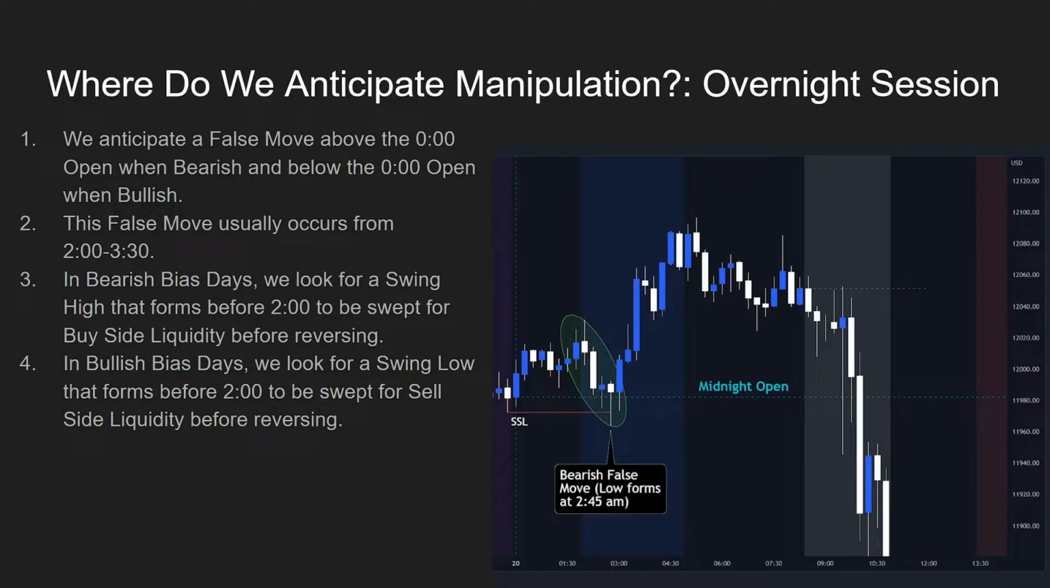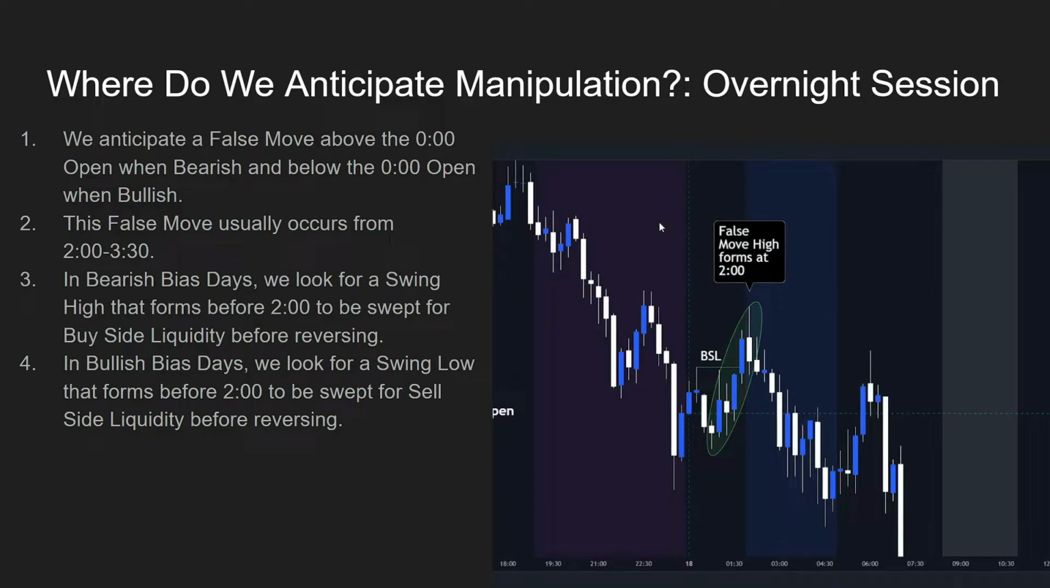So here's an example of a bearish false move, and the low formed at 2:45. We get a run below the midnight open, below a short-term low, and then an expansion higher. We have a bullish false move, and the high occurs at 2 a.m. and it has both of the criteria. It's above the midnight open, and it's above a swing high that formed before 2 a.m. So retail buys this, thinking they're buying into strength, when the true objective is lower.